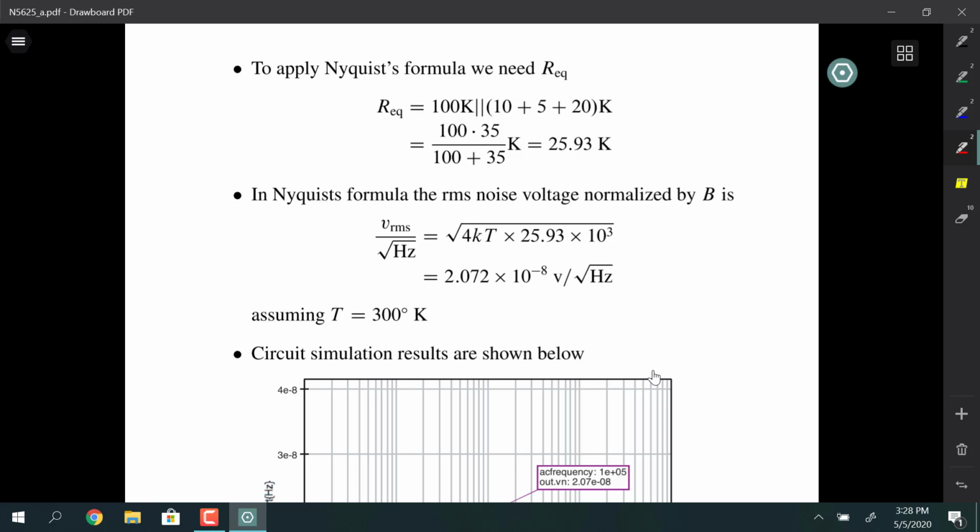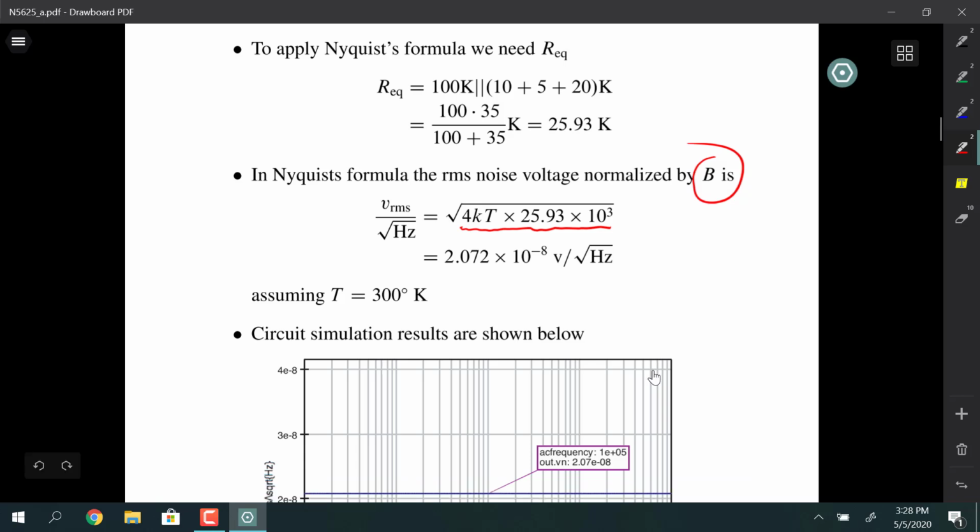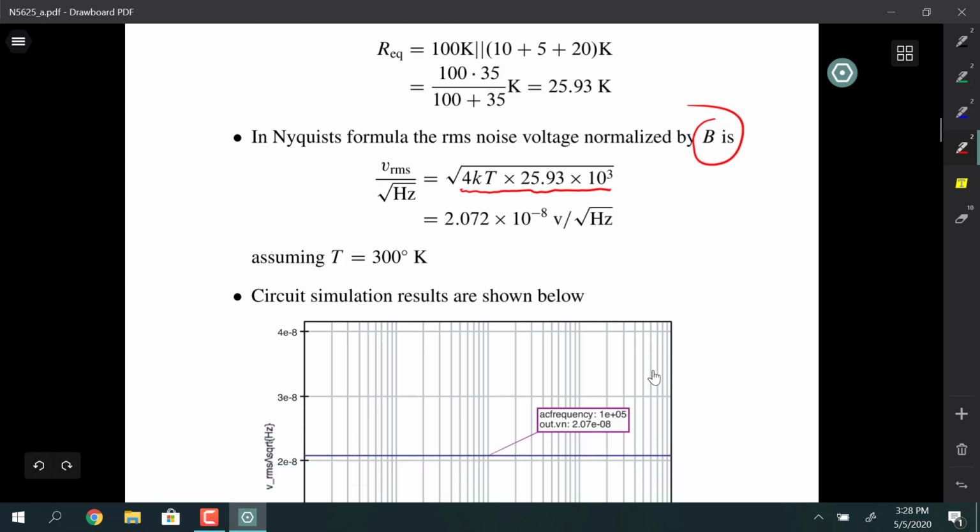And then Nyquist's formula says that the noise voltage squared is 4kT times R equivalent times the bandwidth. In this case, we don't put bandwidth in the expression. We divide through it on the opposite side, and then we take the square root of both sides. So we're going to get an expression that's V RMS per square root of hertz. And this is commonly used in circuit modeling, where you want to look at thermal noise effects in a low noise circuit.